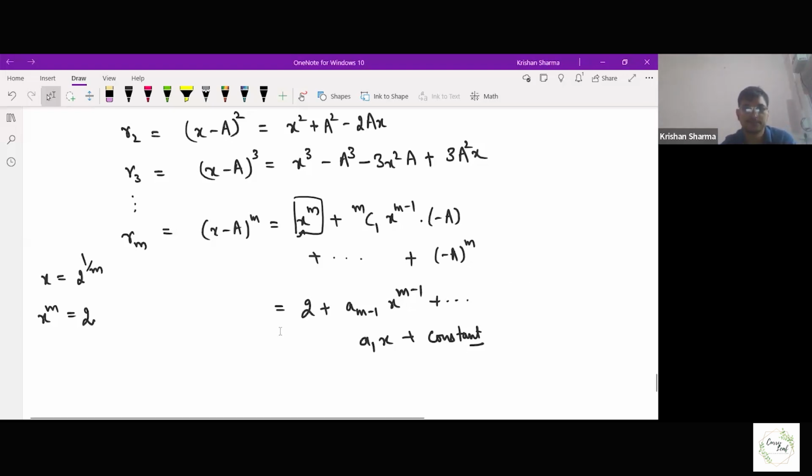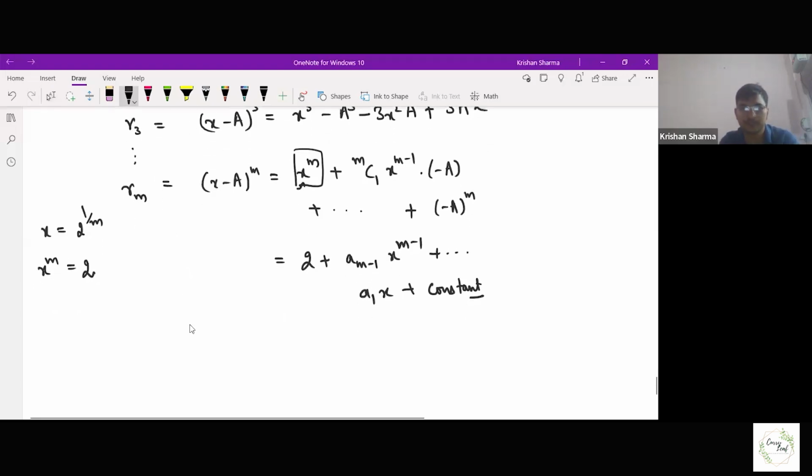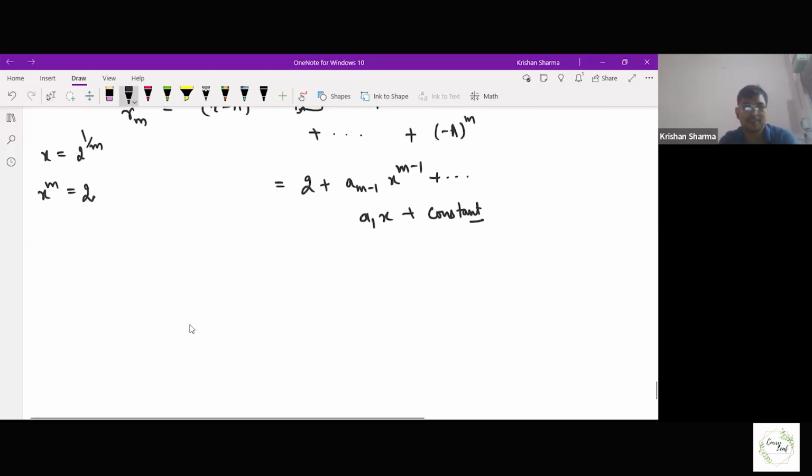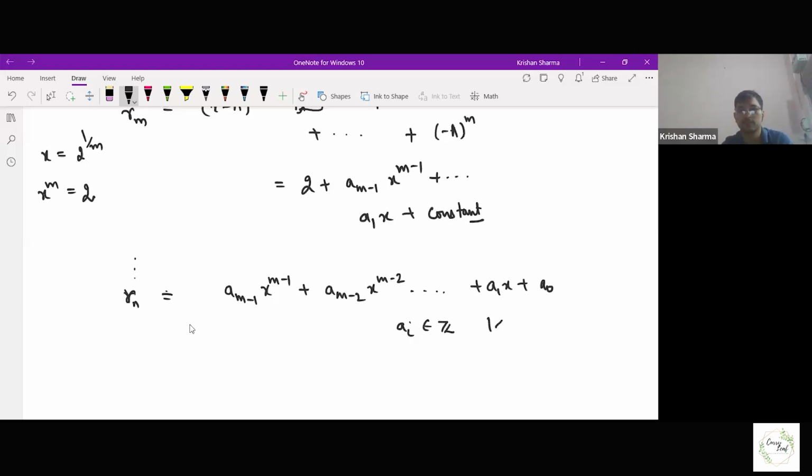So we are here. Rm is an equation. Now, what I can write is Rn. Rn is nothing but of this form: a_{m-1} x raised to power m minus 1 plus a_{m-2} x raised to power m minus 2 and so on, plus a1 x plus a0. Remember that all these a_i belong to the integers, for 0 less than or equal to i less than or equal to m.